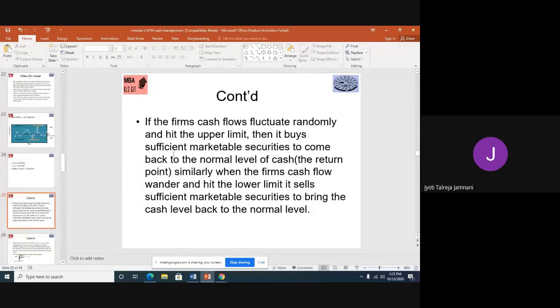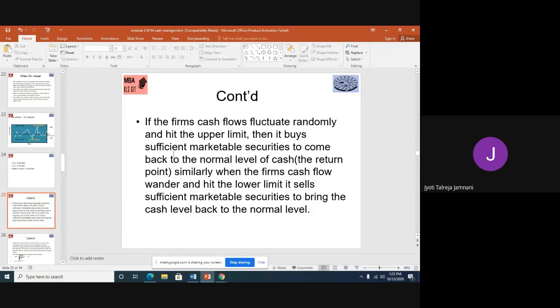So let's see further. If the firm's cash flow fluctuates randomly and hits the upper limit, then it buys sufficient marketable securities to come back to the normal level of cash, which we also call the return point. Similarly, when the firm's cash flow wanders and hits the lower limit, it sells marketable securities and comes back to the normal level, which is the return point. So only when you touch the upper and lower limit, you buy or sell securities. Until it has touched that line, you don't do anything. You run the business with available cash.